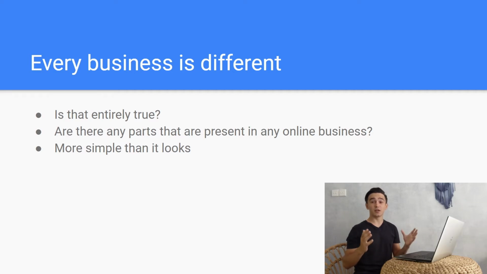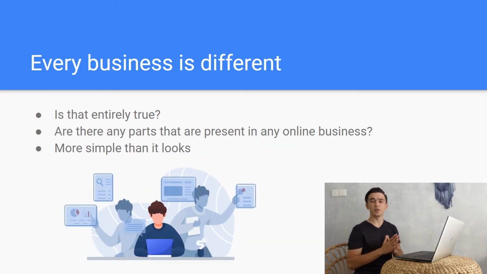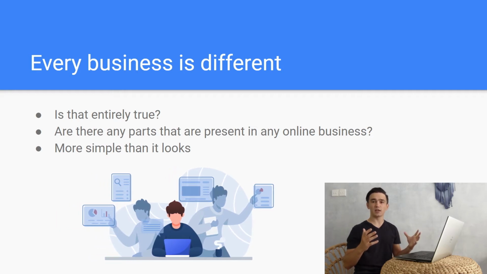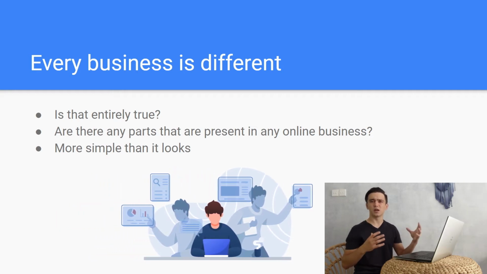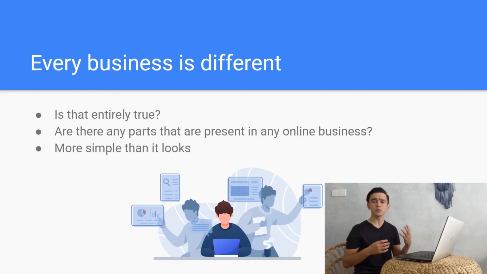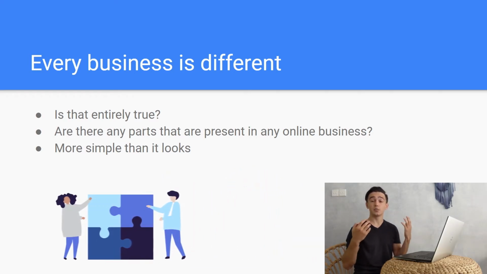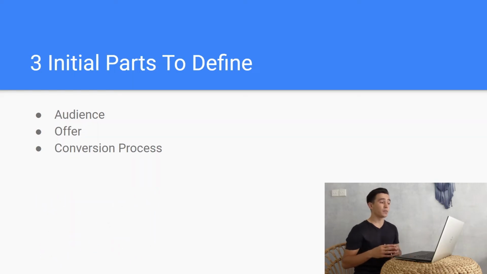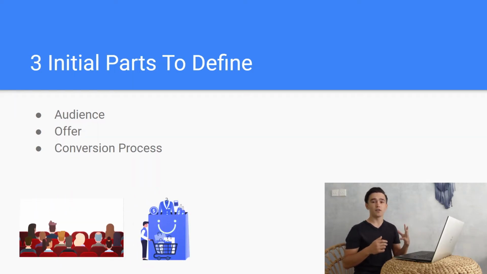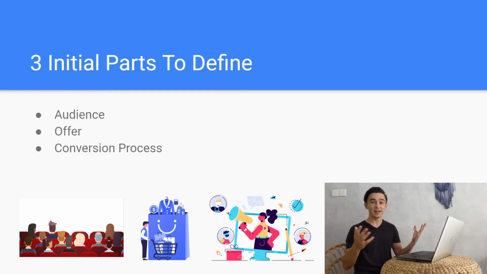Maybe business owners are trying to make themselves look smart and present it like it's very complicated, or maybe you're thinking yourself that it's super complicated to have a business and manage all these parts. But in reality, if you have these 4 parts, then you have a business that is working, but they need to be really optimized. So the 3 initial parts that you need to define are the audience, the offer, and the conversion process. It's as simple as it sounds.